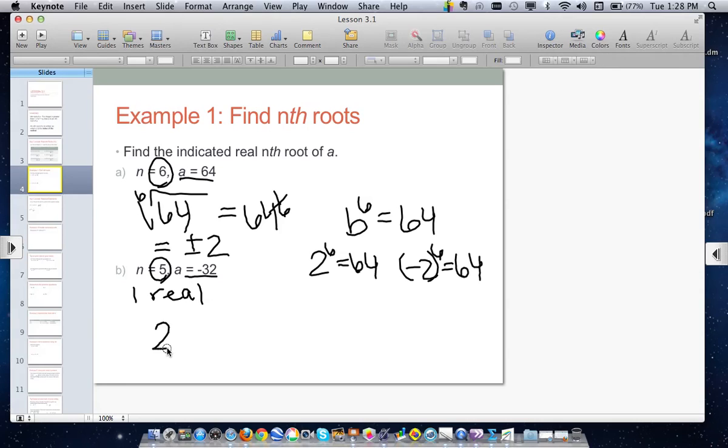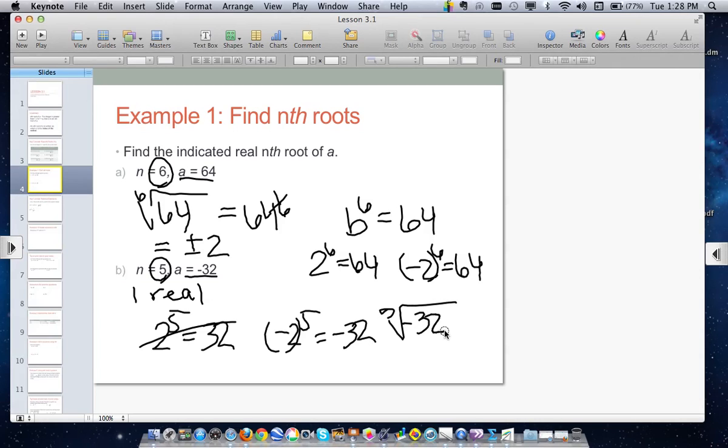Well, again, going back to our powers of 2, 2 to the 5th power is equal to positive 32, so that's not our answer. But negative 2 to the 5th power is equal to negative 32. So the 5th root of negative 32 is equal to negative 2.